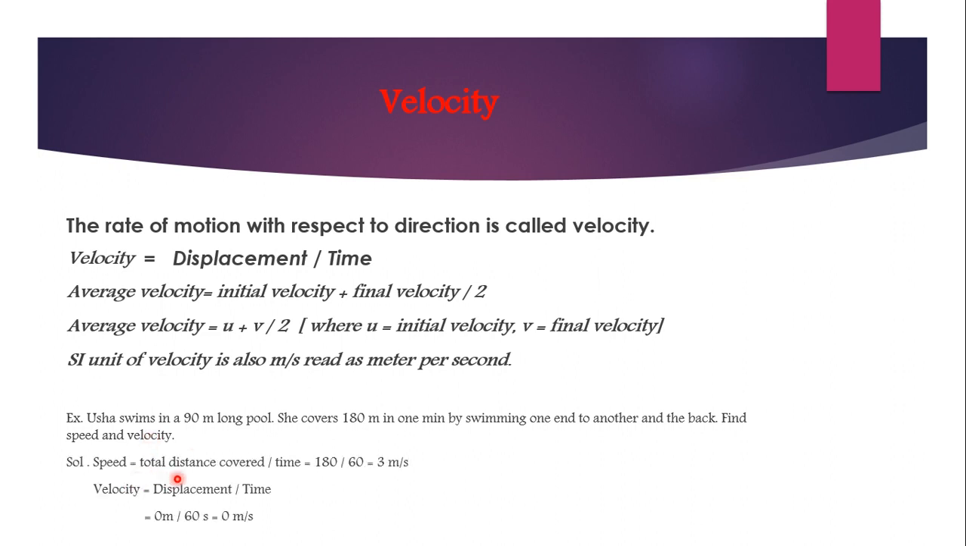Speed will be total distance covered divided by total time taken, which is 180 meter divided by 60 seconds, because she took 1 minute, and 1 minute is equal to 60 seconds. So speed will be 180 divided by 60, that is 3 meter per second. What will be velocity? Because Usha started from a position and then came back to the same position, there is no displacement, and velocity is equal to displacement by time. Displacement is 0, so 0 divided by any time is 0 meter per second, so velocity is 0 meter per second.